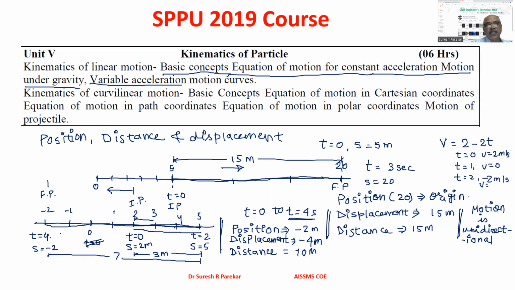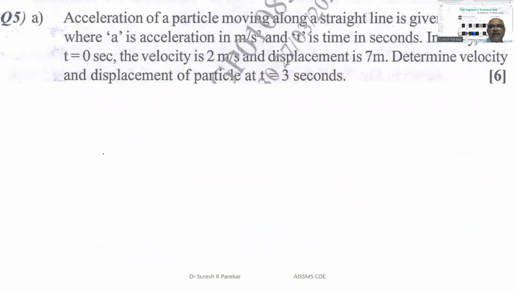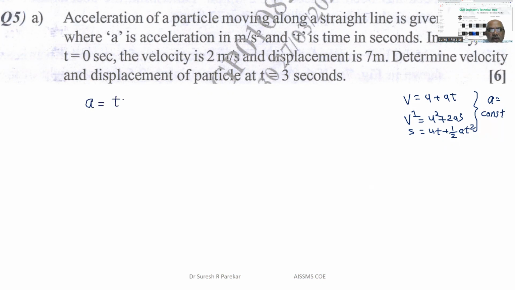So likewise, we have the concept of position, distance and displacement. Now we will go with the problem. I already mentioned we cannot use these, so we have three equations. V equal to U plus AT. V square equal to U square plus 2AS. And S equal to UT plus half AT square. These equations we can use when A is constant. Now is A constant? No, because we have A equal to T by 6. And therefore we cannot use these equations, because these are applicable only when A is constant.